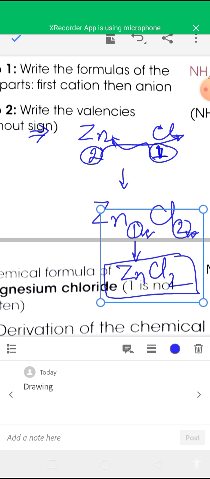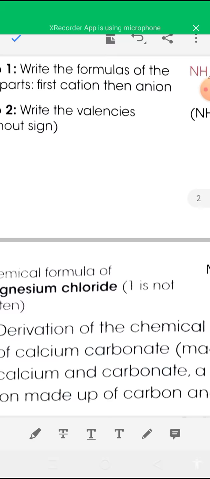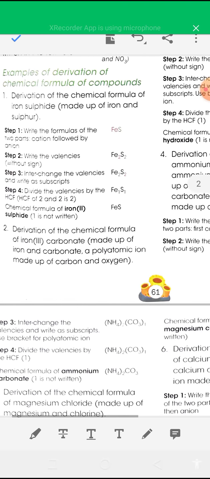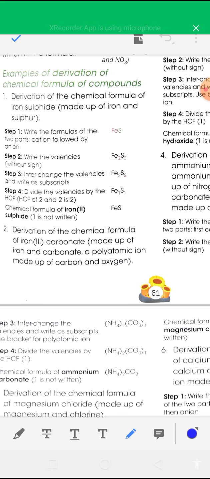One more example I am giving here. Write the chemical formula of iron 3 carbonate. In iron 3 carbonate, as a cation Fe is present, Fe3+, and carbonate means CO3 2-. So first you have to write the symbol and chemical formula of cation and anion, and then write their valency. Iron 3 means valency is 3, and carbonate means valency is 2.